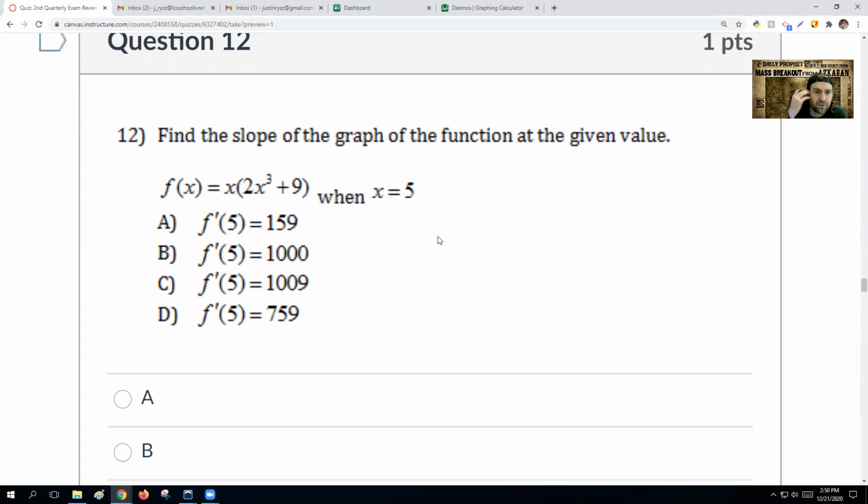All right, next we've got a product rule here. Well, we could do product rule, but since that's a plain old x, let's distribute that. Make this 2x to the 4th plus 9x. Then we'll take the derivative of it. The derivative of that would be 8x cubed plus 9, and we'll plug in 5. So what's 8 times 5 cubed plus 9? It's going to be fairly large. 5 to the 3rd power is 125. We multiply that by 8, that's 1,000 plus 9. That should be choice C.